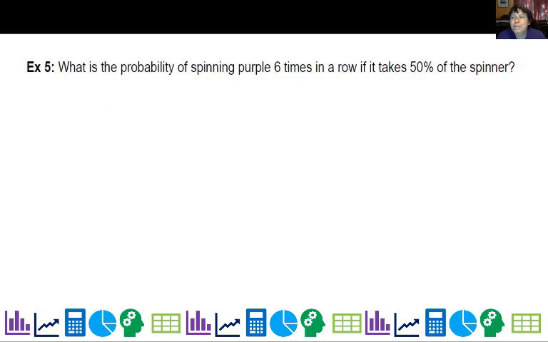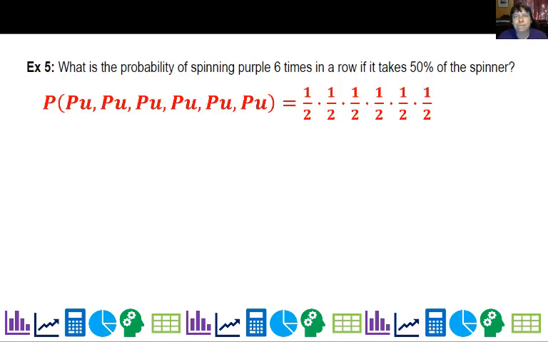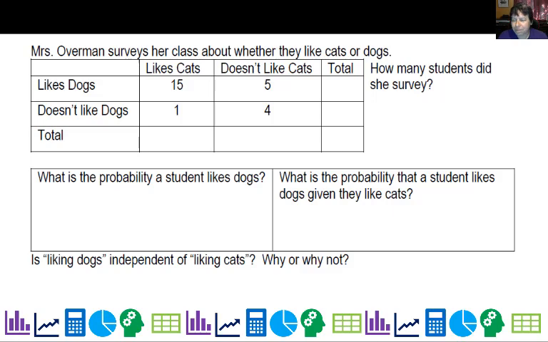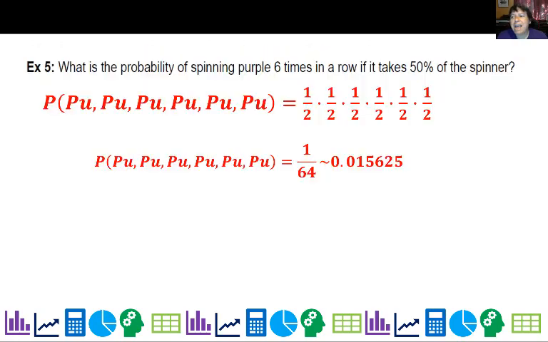How about what's the probability of spinning purple 6 times in a row if it takes 50% of the spinner? So remember, when I was actually doing that simulation at the beginning of this lesson, I got purple 6 times in a row. What are the odds of that? Well, every time I spin, it's got a 50% chance, or 1/2. So I'm going to multiply 1/2 times 1/2 times 1/2 times 1/2 times 1/2 times 1/2, which tends to be the same as 1 out of 64. And it's only a 1.5% chance of that happening, 1.6. So it's pretty low. That was unusual to get that, but that was fun.